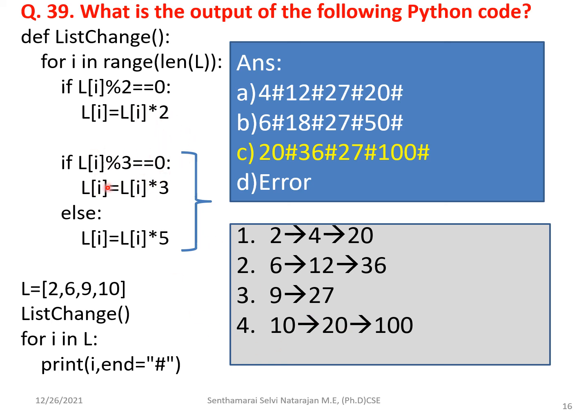Moving to this part, it is not divided by 3. So go to the else part. So here it is 20 asterisk 5. The value is 100. Okay, this is the answer. Don't confuse with this answer because this else part will be neglected by the students and they'll be answering this with 4, 12, 27 and 20. So they'll be taking this option by not considering this else part.